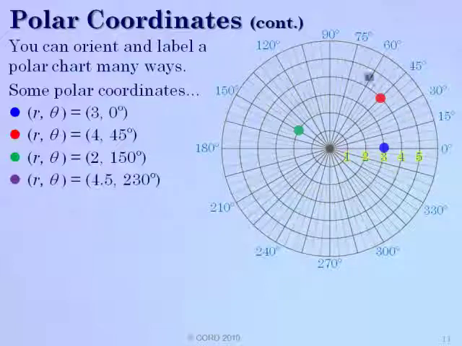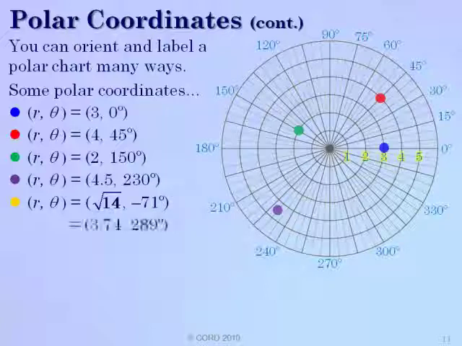How about 4.5 and 230 degrees? So you see, you don't have to fall right on the ring, just like you can on a linear coordinate system. You can go in between the lines, and we've done that here with 4.5 and 230 degrees. Or we can get really strange results like r equals the square root of 14 and negative 71 degrees. How are we going to handle that? Well, negative 71 is going backwards, or we can also just compare that to 360, and that will be the same as 289 degrees, and we can evaluate the square root of 14 to get 3.74, so that tells us how far out from the center we have to go.